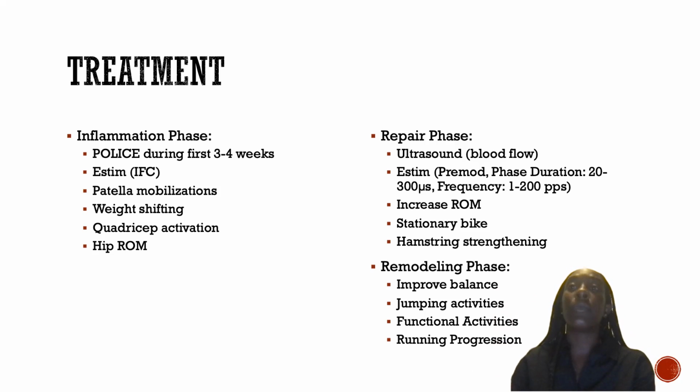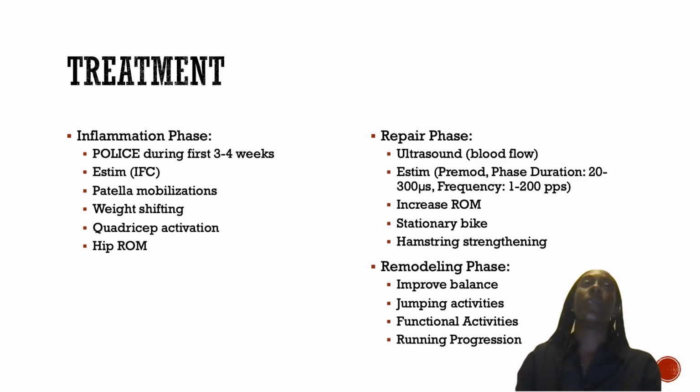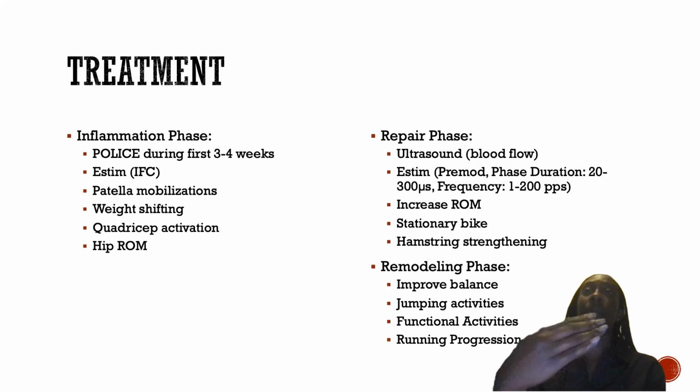Remodeling phase, so improving balance, with any jumping activities, functional activities, and running progression. So running, I know usually doesn't start till maybe about 4 to 6 months after, but whether it's the treadmill, increasing that speed and increasing that time and duration, and then we're going outside. For jumping activities, we're going double leg first, just hopping, and then maybe we're hopping over lines, and then maybe we're going lateral, side to side. But everything, we just want to progress with those jumping activities, functional activities.